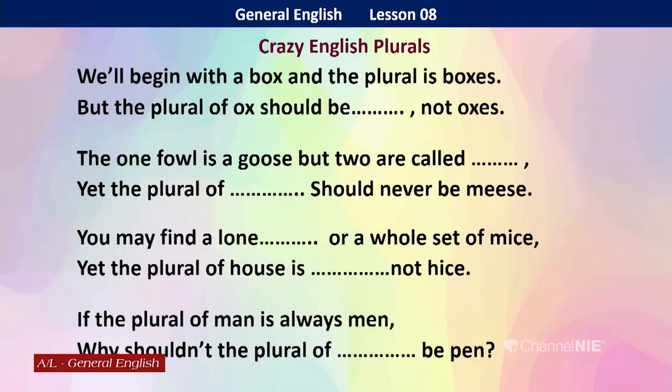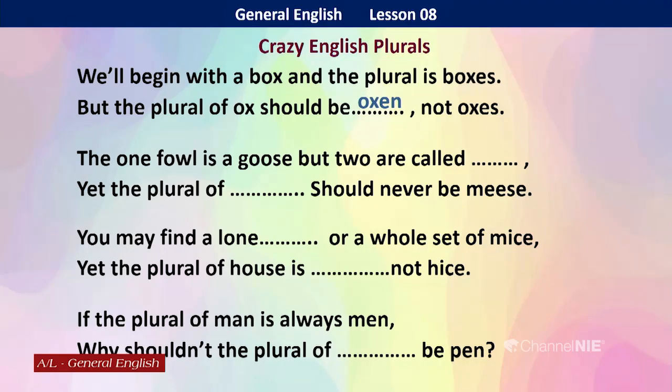Let's try to fill up the blanks, right? We'll begin with a box and the plural is boxes. But the plural of ox should be, is it oxes, my dear children? No, if you can remember, we have to add en at the end to make the plural of ox. So, the answer should be oxen.